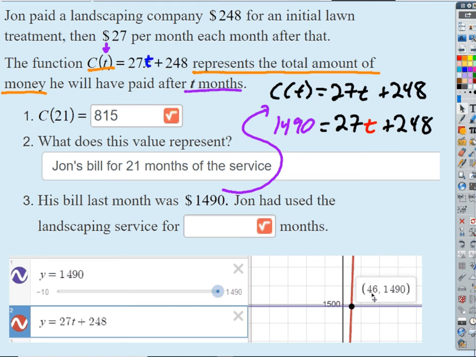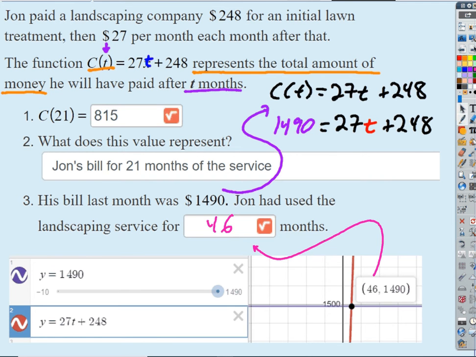All we wanted was the X value, or in this case, it's not X, it's T, but we're solving for the input variable. Normally it's an X, in this case it's a T. And so there it is, right? 46 is what goes in there. Okay? Make sense? Okay?